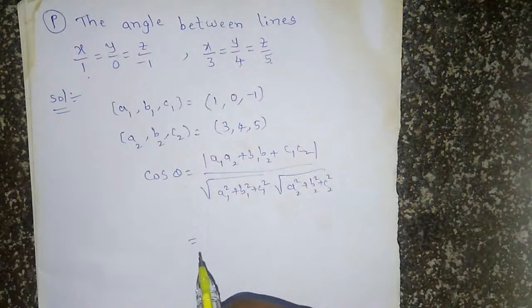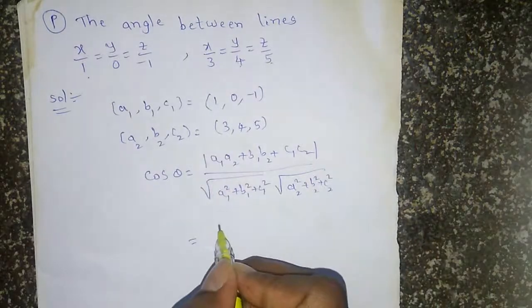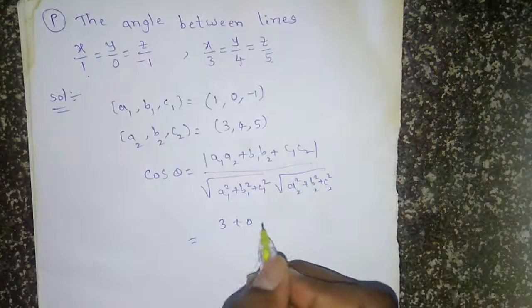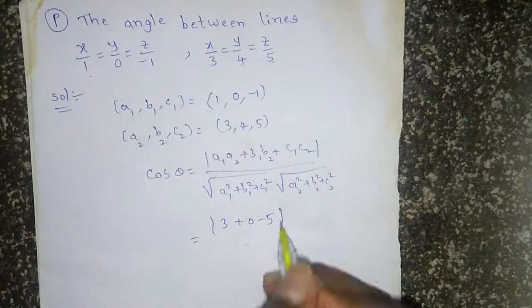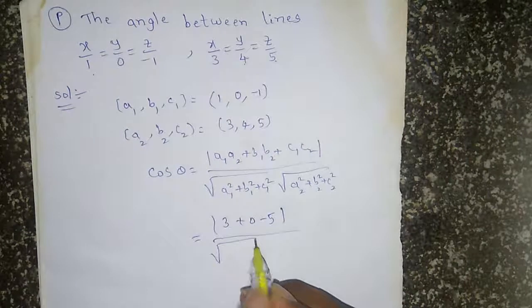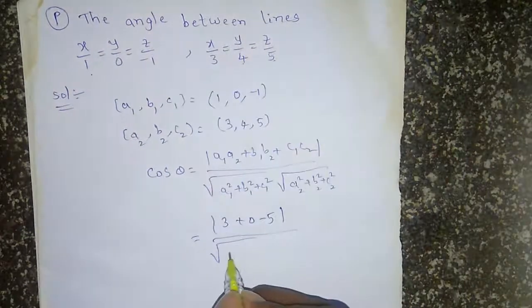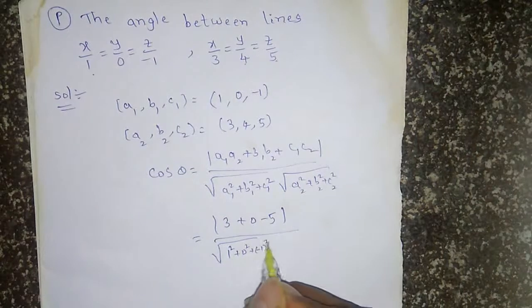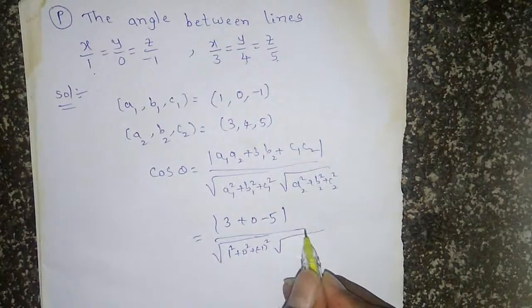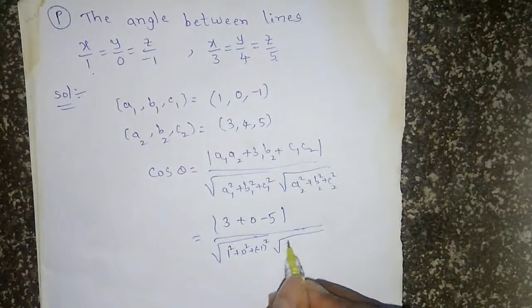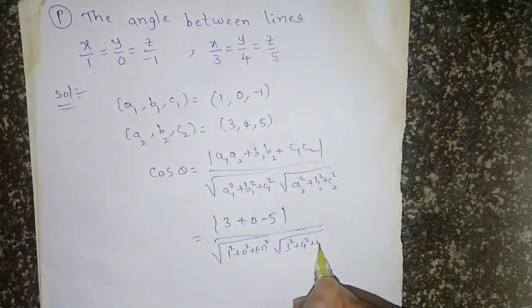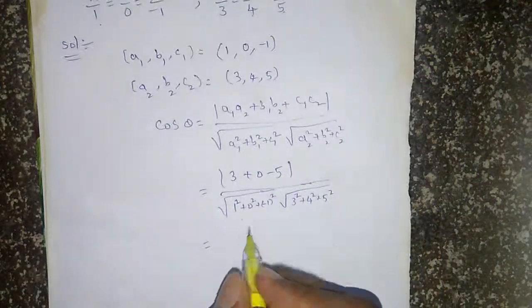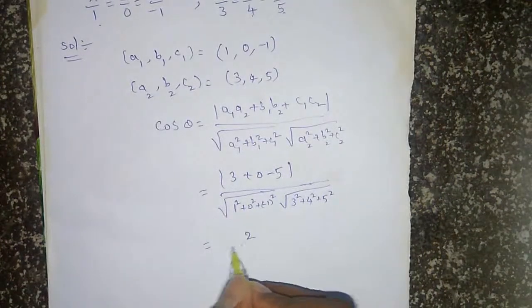So now substitute the values. 1 into 3 is 3, 0 into 4 is 0, minus 1 into 5 is minus 5, divided by root of 1 square plus 0 square plus (minus 1) square, times root of 3 square plus 4 square plus 5 square. So that is 3 minus 5, that is minus 2, modulus is there, so I am taking plus 2.